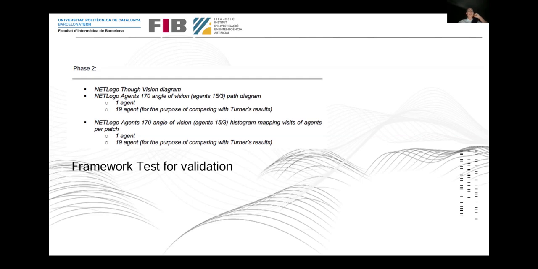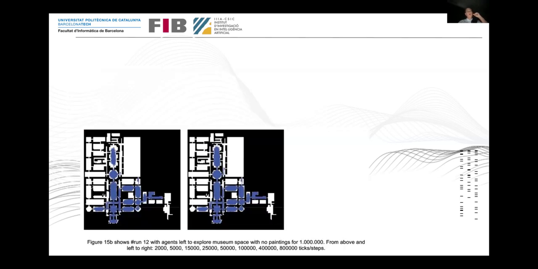There were several tests at the very beginning, just testing the angle of vision of the agents, to be sure that we were mapping correctly the agents in Alasdair's work, and then the 19 agents were implemented. So the results for those validation after running the test, we can see here some of the runs. Run number 12 here is showing some results with no attractors at this stage, for validating the framework.